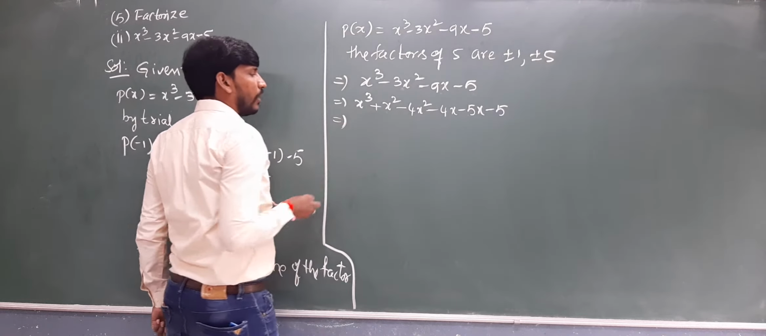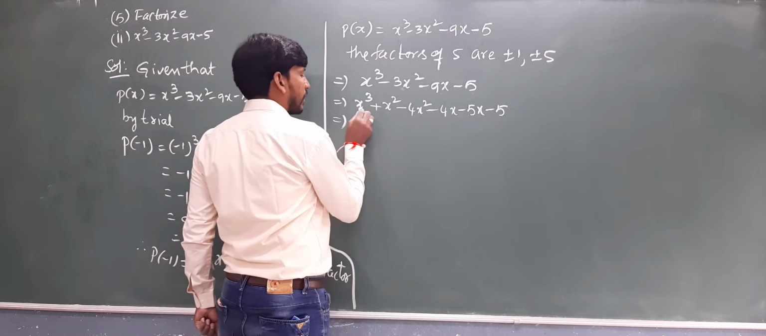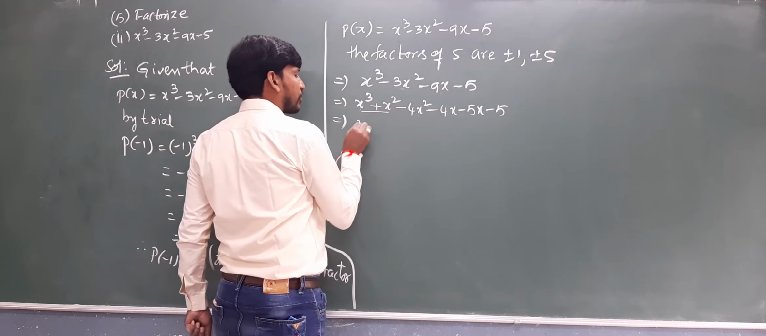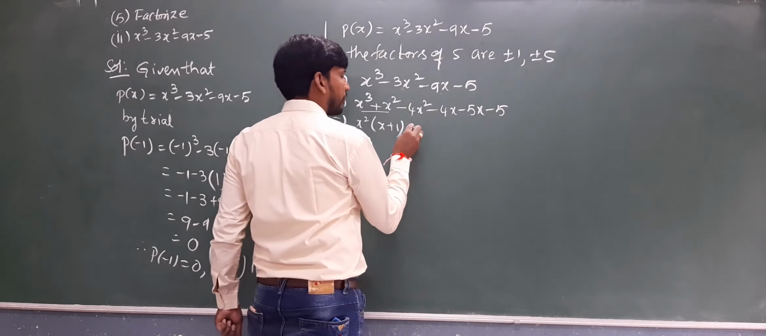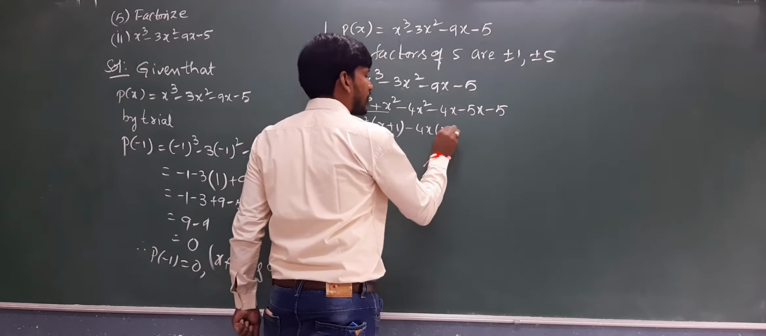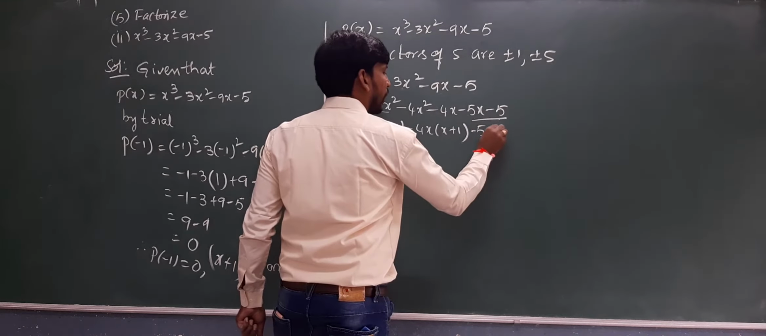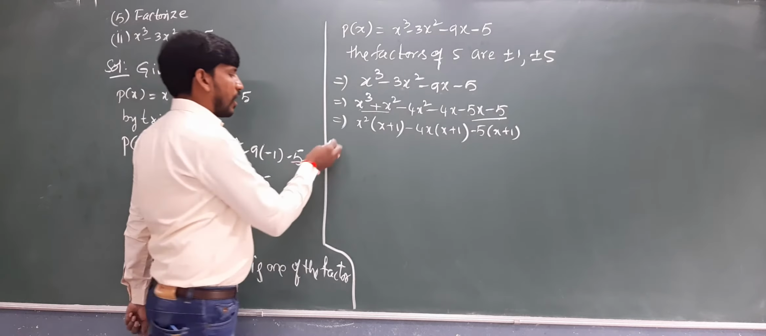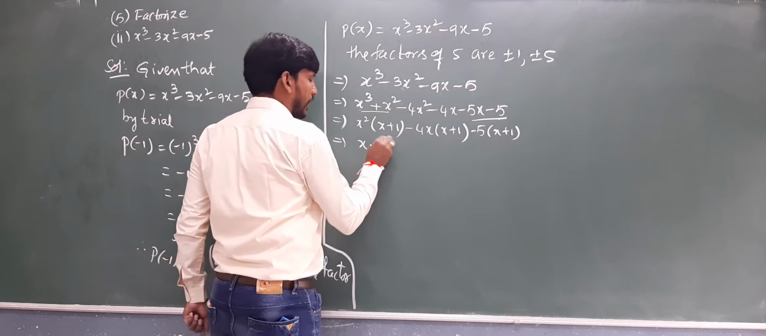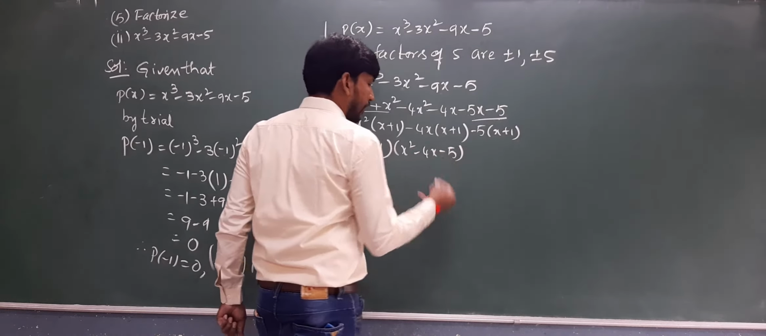Whatever the law, you should get the expression as the factor or common in each and every term. That is, in the first two terms I am taking x square as the common, you get x plus 1. In the next two terms I am taking minus 4x as the common, you get x plus 1. In the last two terms I am taking minus 5 as the common, you will get x plus 1. In each and every term we have x plus 1 as the common. By taking x plus 1 outside, the leftover part is x square minus 4x minus 5.